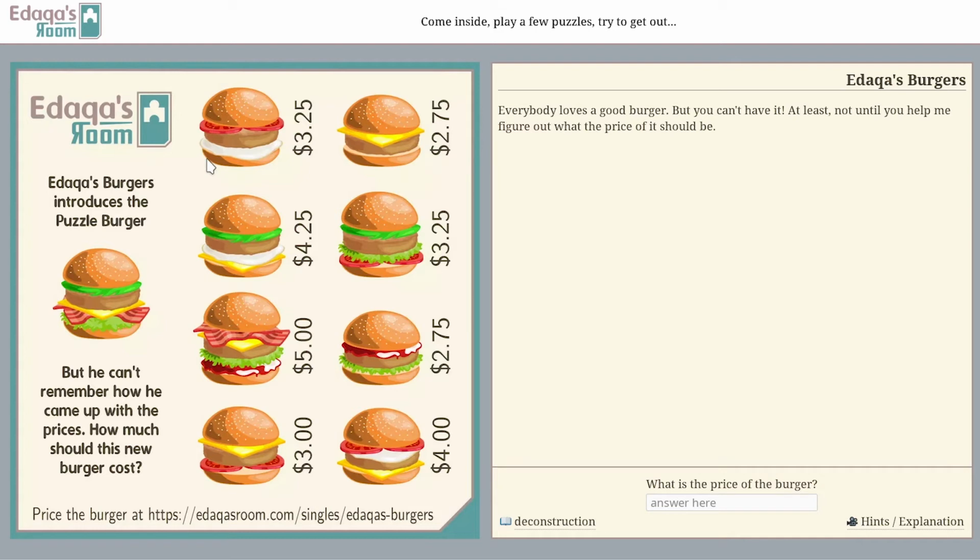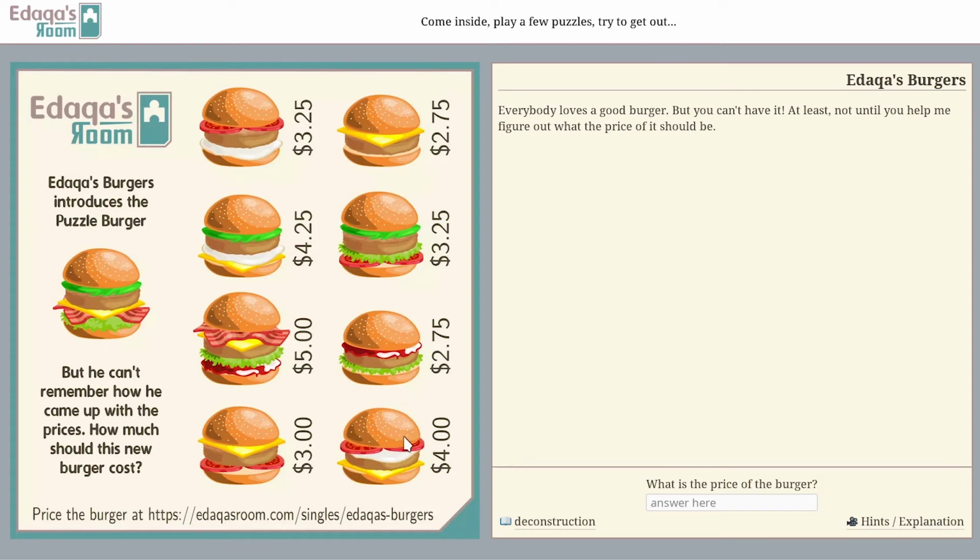Another one you can notice is this one here. This burger with the egg and tomatoes, and this burger with the egg and tomatoes and the cheese. The only difference here is the cheese. So now we can work out the price of the cheese. Because this is $4, this is $3.25, it's a difference of 75 cents. So that means the cheese must cost 75 cents.